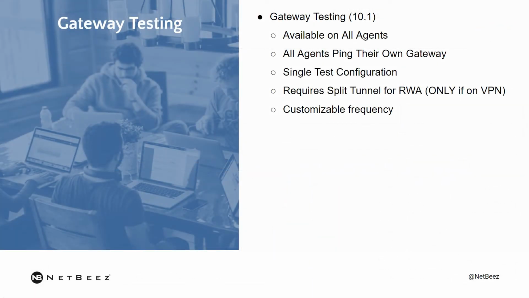The gateway test was released in version 10.1 and is available on all agents, and all the agents can ping their own individual gateway, and it's a single test. You don't have to configure each individual IP. For remote worker agents, if you are on a VPN, you do need to be on a split tunnel, and the frequency is completely customizable.